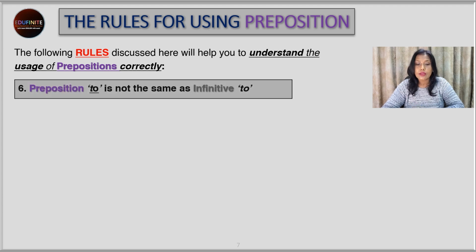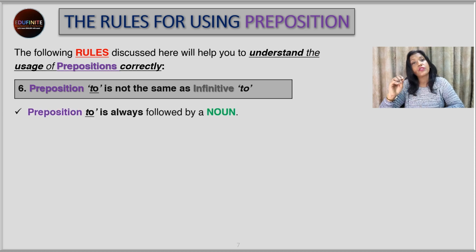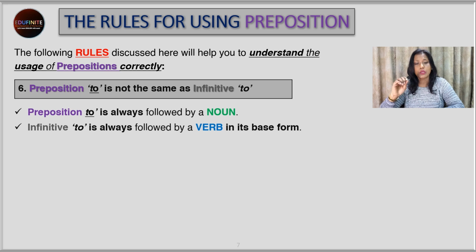Preposition to is not the same as infinitive to. So preposition to and infinitive to are very different. And now let's see how. Preposition to is always followed by a noun because we know a preposition always has an object, and that object can be either a noun, a pronoun, or a noun phrase. So after to, it will always be followed by a noun. But an infinitive to is always followed by a verb in its base form.